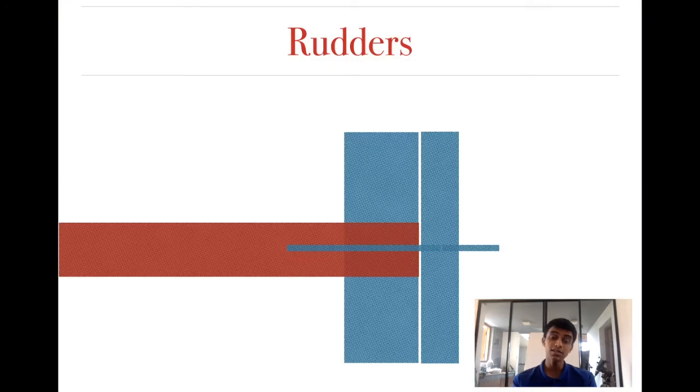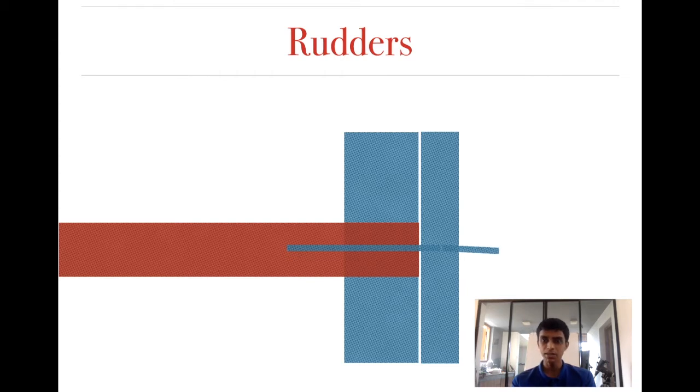Now the rudders. If you look from the top of the plane, this is what you'll see. Okay, so the blue color. Basically, this isn't a very good diagram, but it's just so you guys can understand it. So the blue color rectangle, you can see the large rectangle is the horizontal stabilizer, and the very thin one is the vertical stabilizer and the rudder.